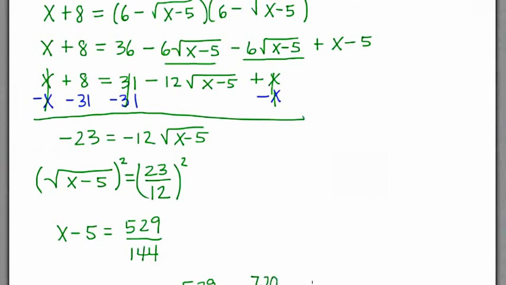So what that means is my answer is going to be 1249 over 144. Now as a decimal, that is approximately 8.67. And the reason I did that on the calculator to get the decimal is because I'm actually going to do the check on the calculator this time.